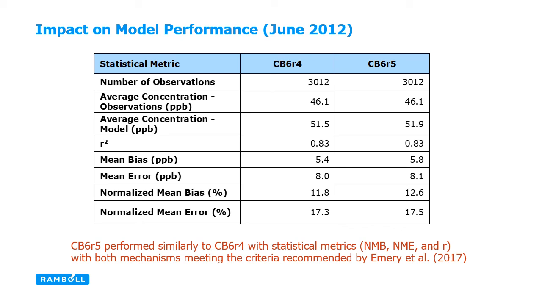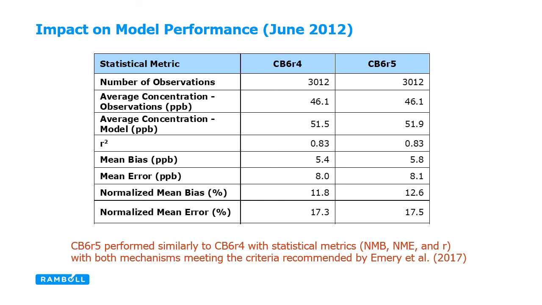Overall, model performance for ozone was similar for both mechanisms, with the tendency of CB6R5 to predict higher ozone than CB6R4, resulting in a slightly more positive bias. Here you can see the mean bias for CB6R5 for this period was 5.8 ppb for ozone compared to 5.4 ppb for CB6R4, and a slightly larger error. Here you can see 8.1 ppb compared to 8 ppb with CB6R5 and CB6R4.